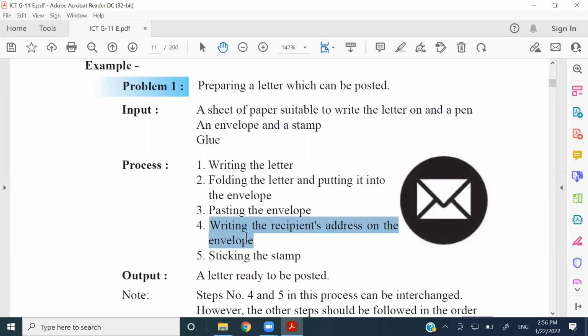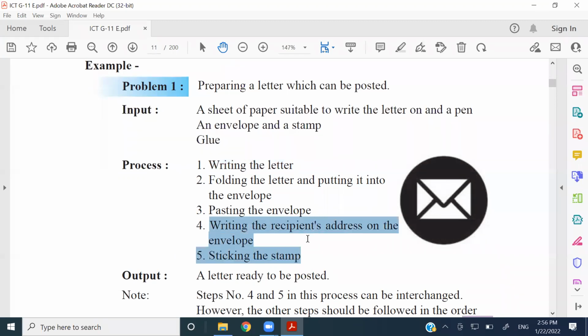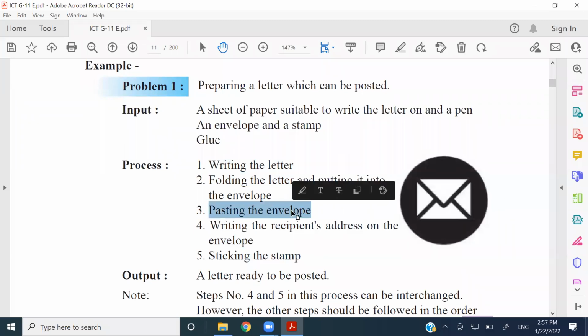We can write the recipient address on the envelope. We can stick the stamp. So that means we can do the first one, we can do the fourth one, and we can go for the fifth one as well if we want. Then we can fold it and paste the envelope, right? So there are different kinds of orders that we can do.